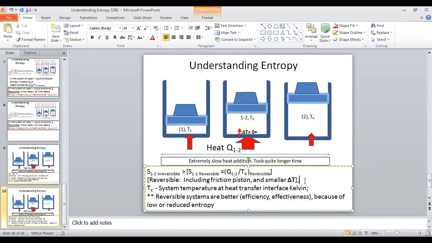Even in a flow of liquid, if it's a laminar flow, it is more reversible. If turbulences are there, the frictions are there, and that is irreversibilities we are adding. That's why you have to learn a lot. So irreversible, we can see, including friction and high delta T.